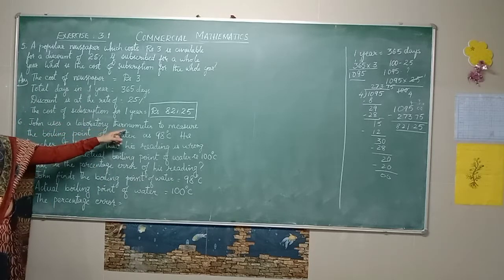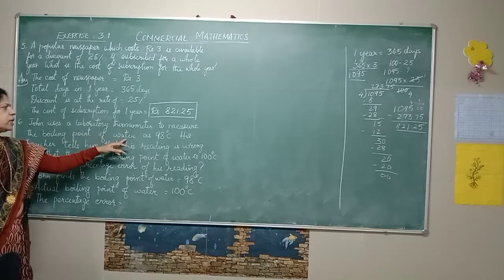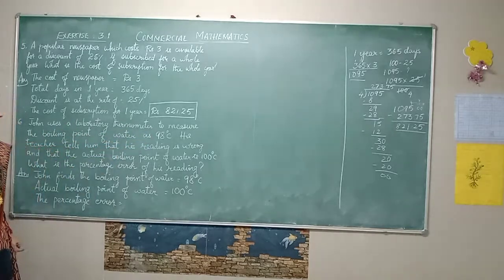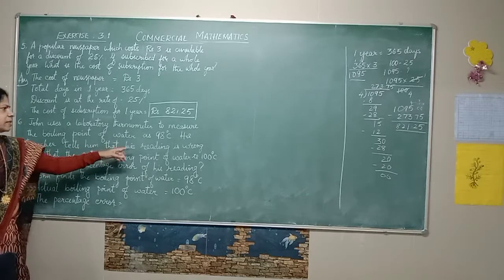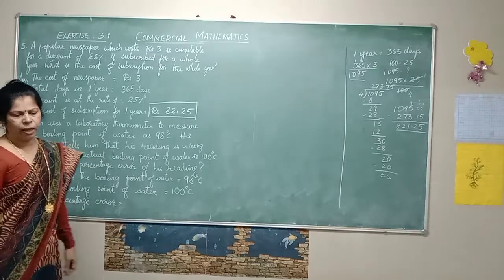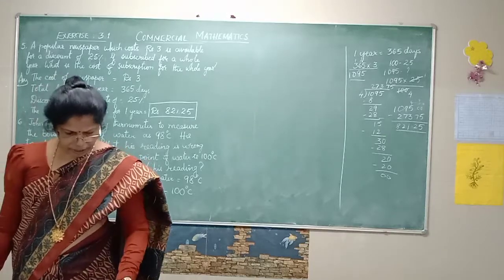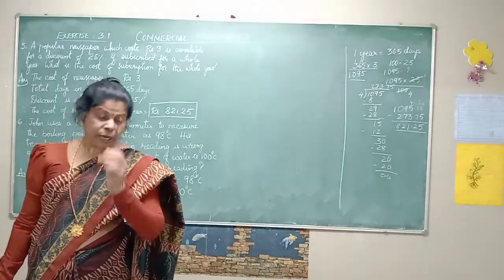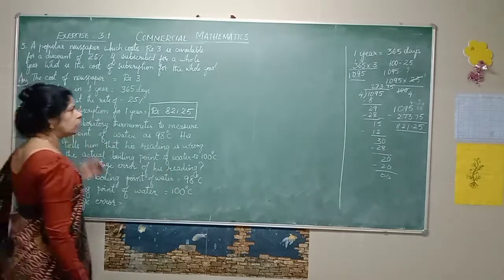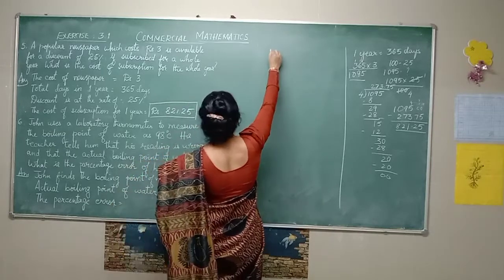John uses a laboratory thermometer to measure the boiling point of water as 98 degrees Celsius. He finds that his reading is wrong and that the actual boiling point of water is 100 degrees Celsius. What is the percentage error of his reading? So percentage error means there is a formula: error by actual value into 100.